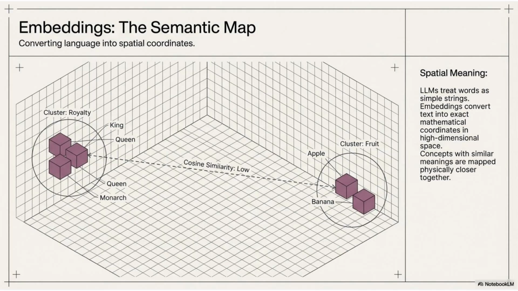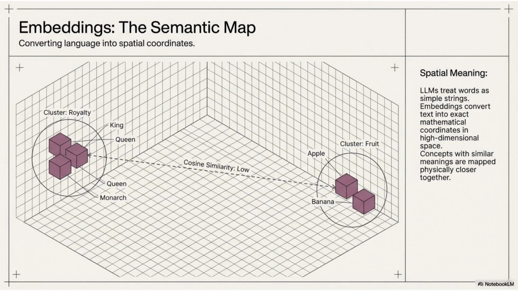Now, how does a model actually understand what text means? That's where embeddings come in. Embeddings are numerical representations that capture the aboutness of text. They convert language into arrays of numbers that represent semantic meaning.